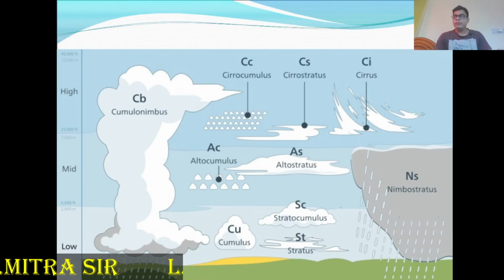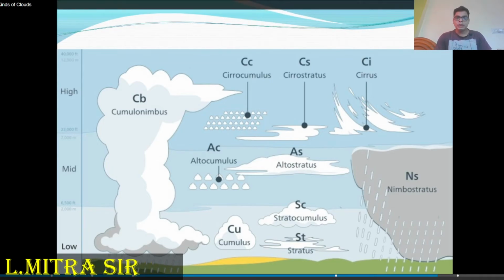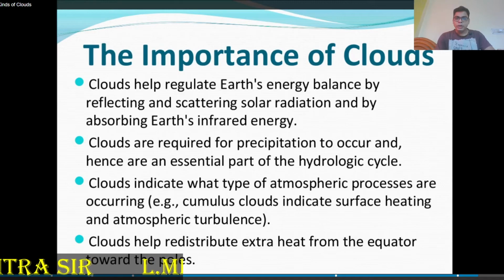Then if you see the high, mid and low clouds here, you can see the cumulonimbus. The lower portion of the cumulonimbus is where rainfall occurs. These are the high clouds: cirrocumulus, cirrostratus, cirrus, and then altocumulus, altostratus, and the nimbostratus, where rainfall also occurs. Then stratocumulus, stratus and cumulus. So these are the main types of clouds.